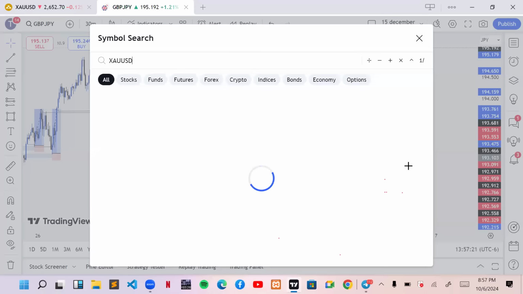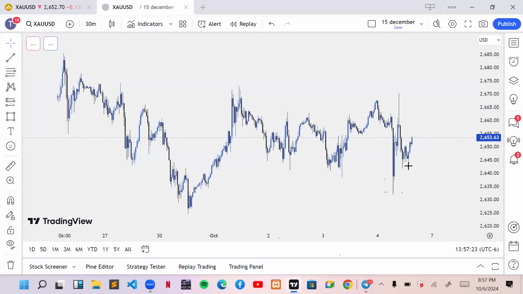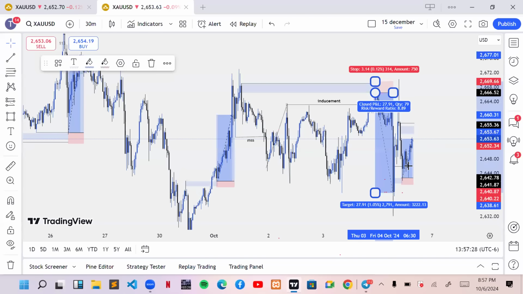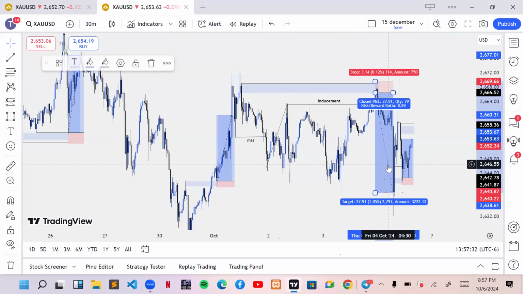In this gold trade, for example, if you're risking $100, you would have made around $2,700. No, sorry, mistake. If you're risking $100, you would have made around $800. If you're risking $200, you would have made around $1,600. High risk to reward ratio, precise entries. That is the beautiful thing about this particular strategy. So that is what I'm thinking for this.